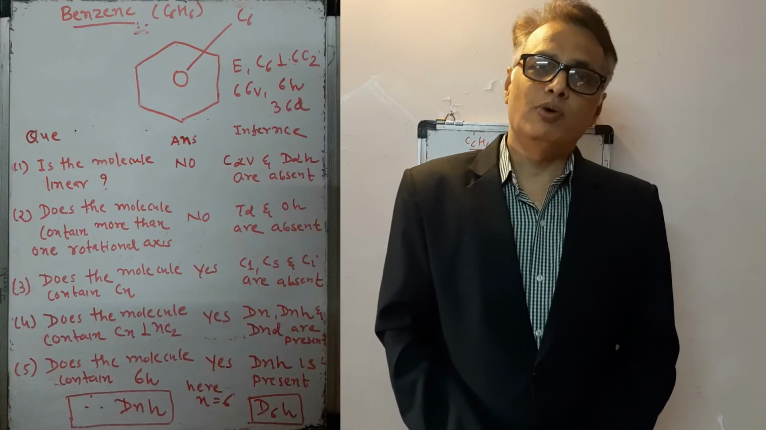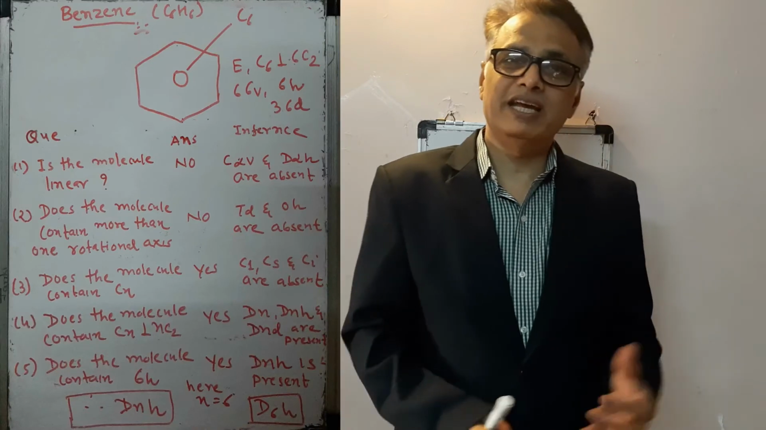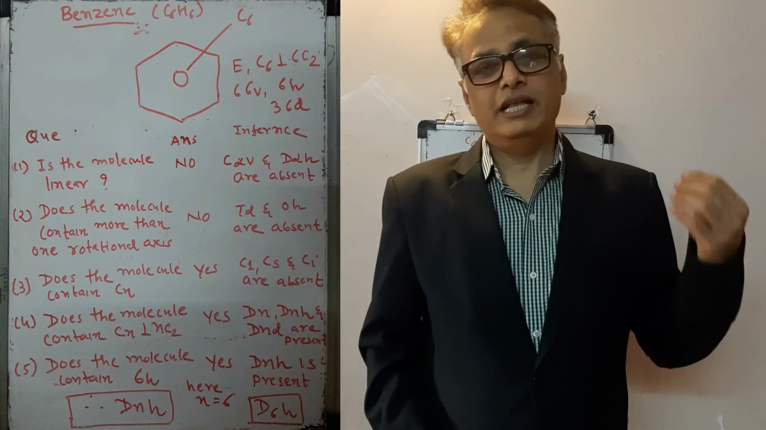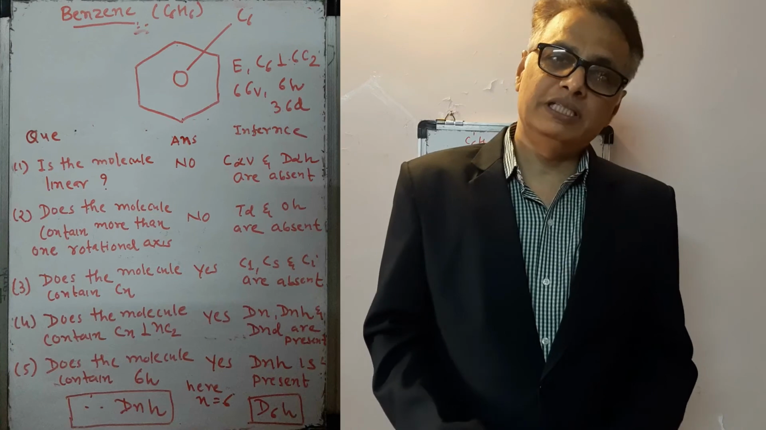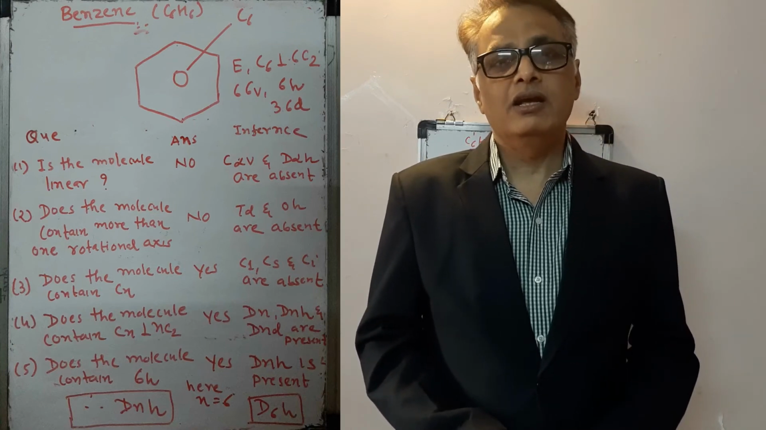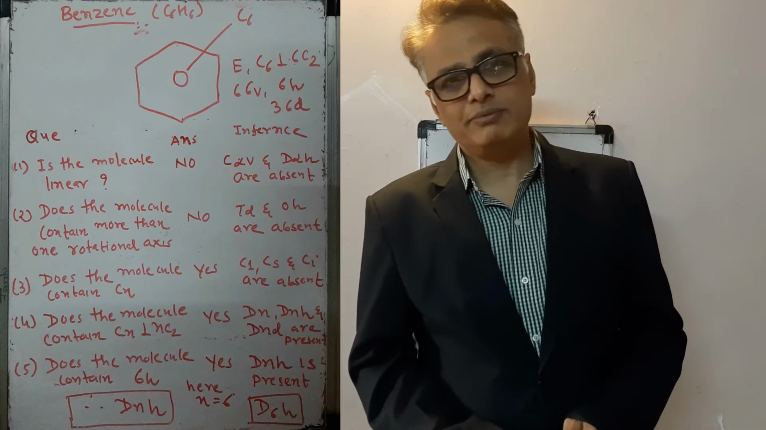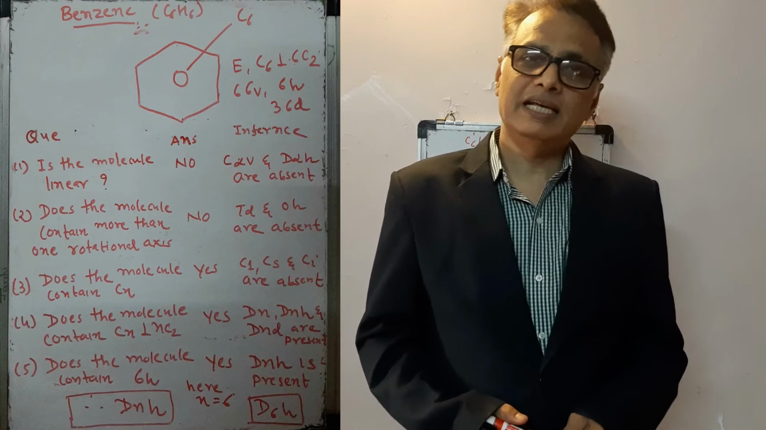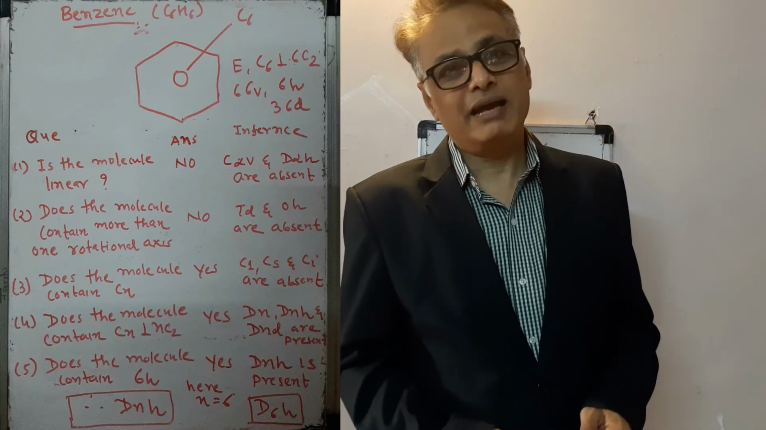First question we are going to ask, is the molecule linear? Answer is no, because it is having hexagonal cyclic structure, and therefore point groups C infinity V and D infinity H are absent. Does the molecule contain more than one rotational axis? Answer is no, that means tetrahedral and octahedral are absent. Does the molecule contain Cn axis? Answer is yes, that means C1, Cs and Ci are absent.